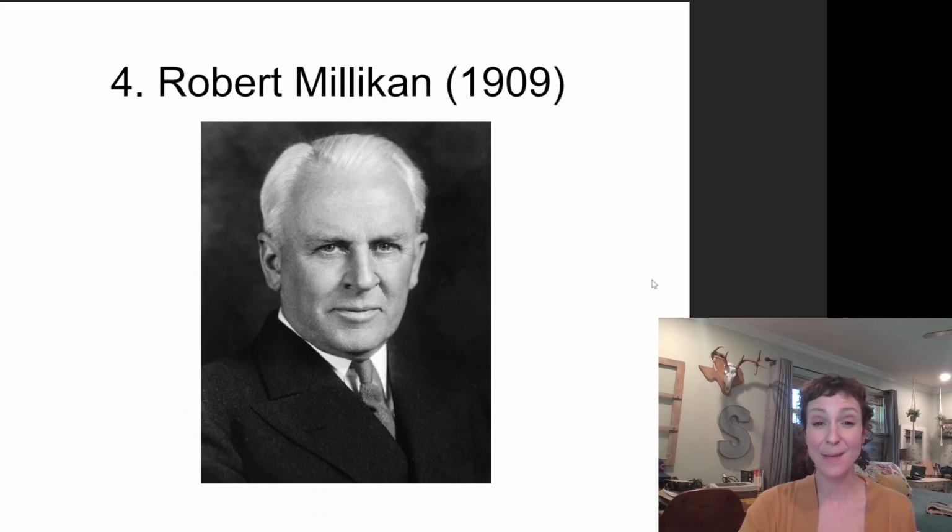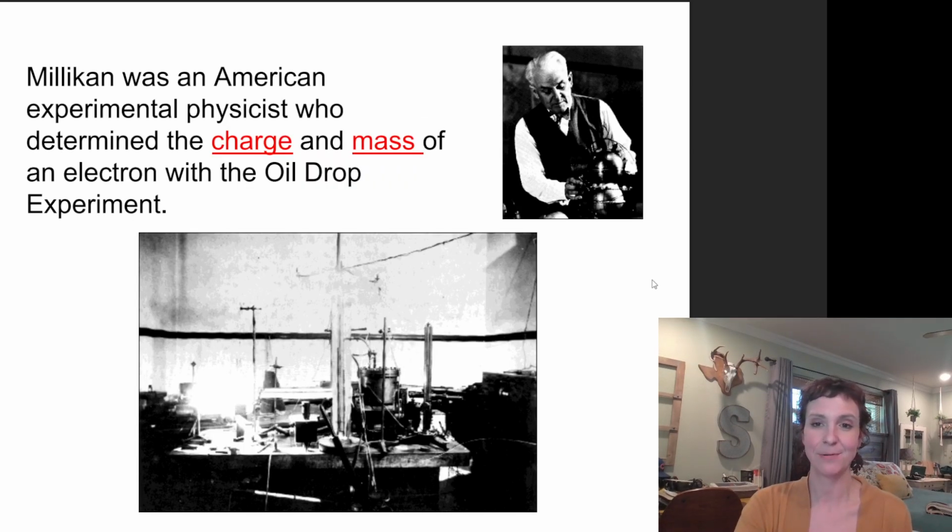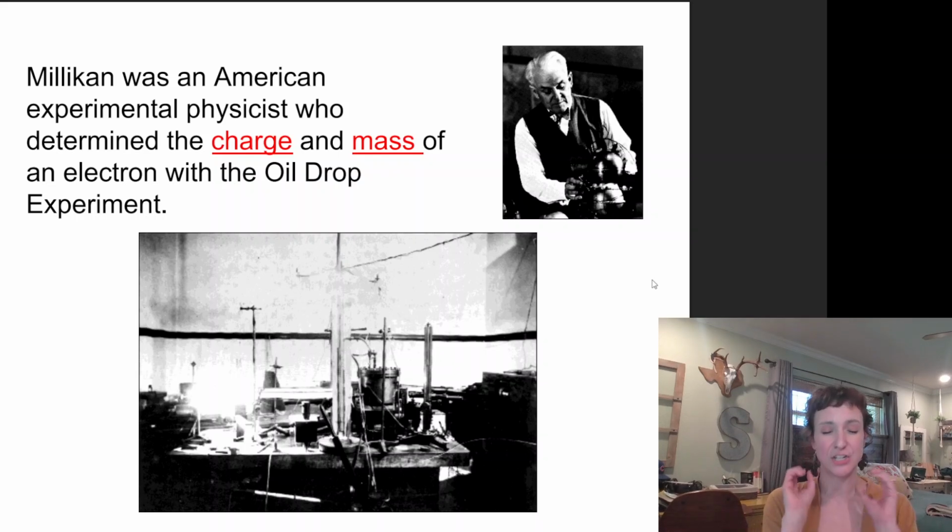All right, so up next is Robert Millikan. He didn't discover a specific subatomic particle, but he built off of what Thomson's work did. So this is now in 1909. So let's see what Robert Millikan did. Millikan was an American experimental physicist who determined the charge and the mass of an electron with this experiment called the oil drop experiment.